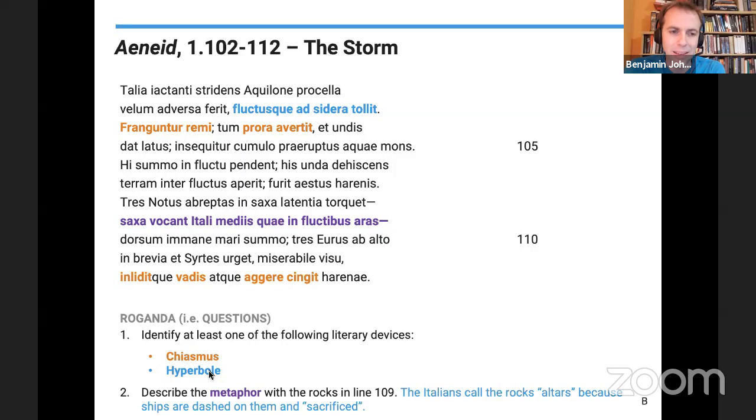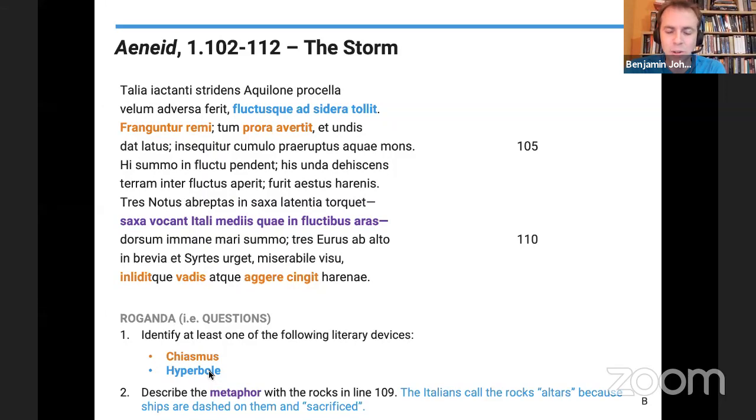And then the south wind, the Notus, grabs a couple of ships and twists them onto hidden rocks. And the metaphor here in line 109 is that the Italians call these rocks arae, altars. It's a metaphor because it's an explicit comparison. They're not saying they're like altars, they're saying they are altars, in that ships get sacrificed on these altars to the gods. This is part of the idea of sacrifice in the Aeneid too. It starts really early.